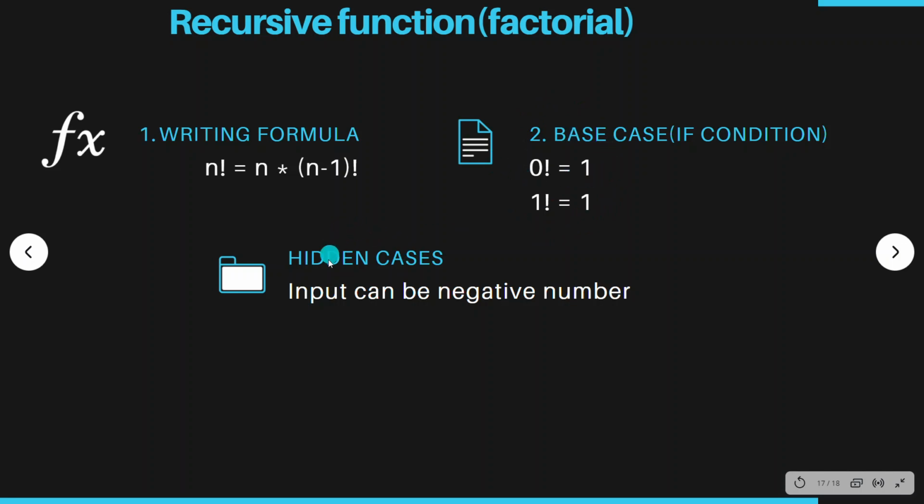Third, we also have to consider the hidden cases. You know what is the factorial of minus 5? It does not exist, right? So basically we have to find those cases also.